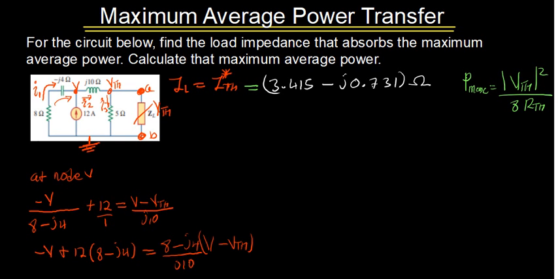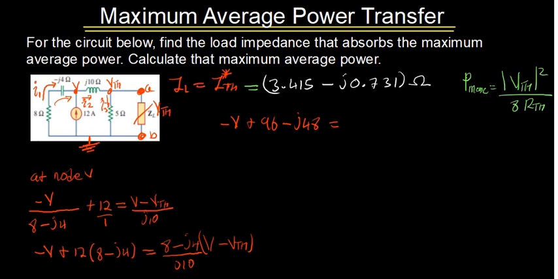So what we have is minus V plus 12 times 8, that is 96. So 12 times 8, yeah, that is going to give us 96. Then minus 12 multiplied by 4, that will give us 48, so minus J48 is equal to. I'm going to have to work something out for that part.